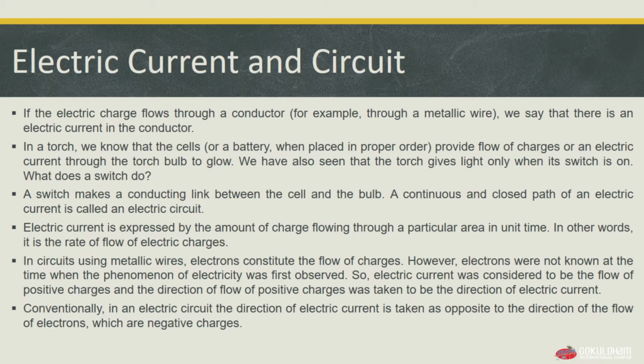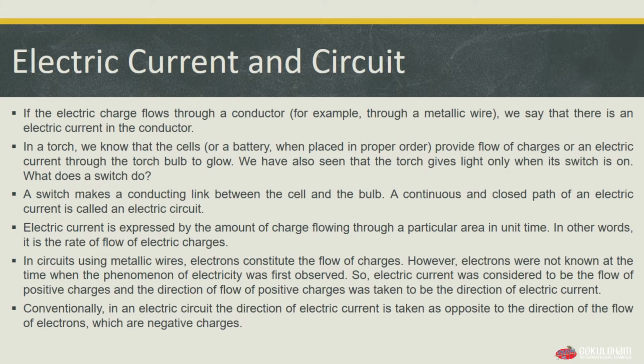What does a switch do? The question arises. The answer is that a switch makes a conducting link between the cell and the bulb. Means this switch of the torch will make a link between the cell that is present in the torch and also the bulb. And a continuous and closed path of electric current is called an electric circuit.